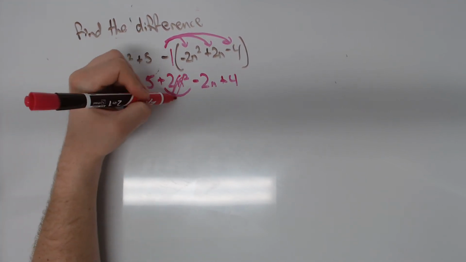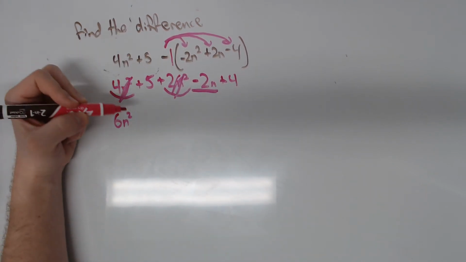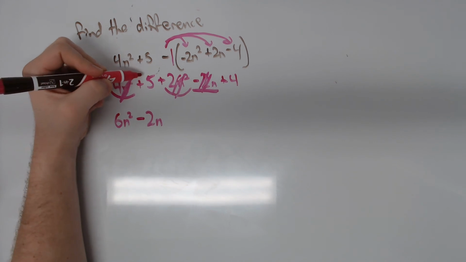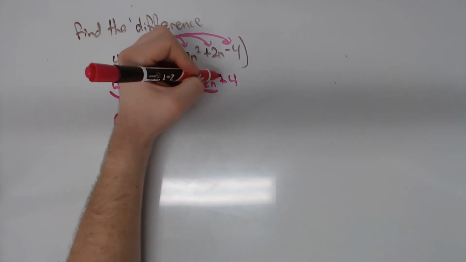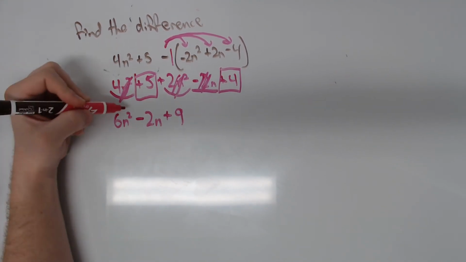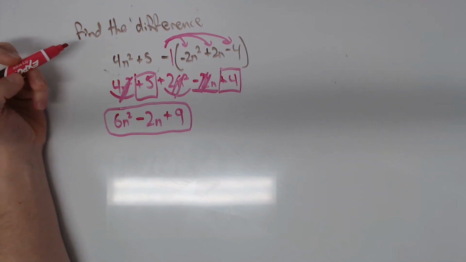Those are done. Now I've got minus 2n. That's the only n term, so it doesn't combine with anything else. Then I've got plus 5 and plus 4. 5 plus 4 is 9, so that combines to plus 9. Standard form solution. We'll do one more difference problem.